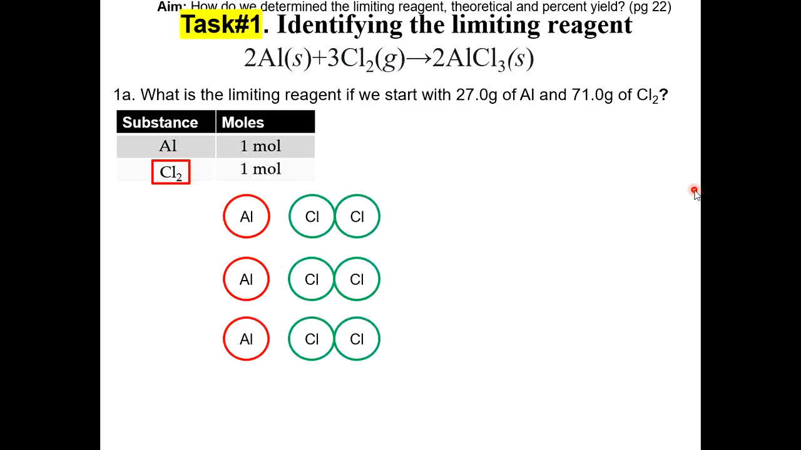You can also draw a picture to help you visualize it. Here we have equal amounts of Al and Cl2. Based off the table, we know Cl2 is the limiting reagent, therefore it will be used up before Al will be.